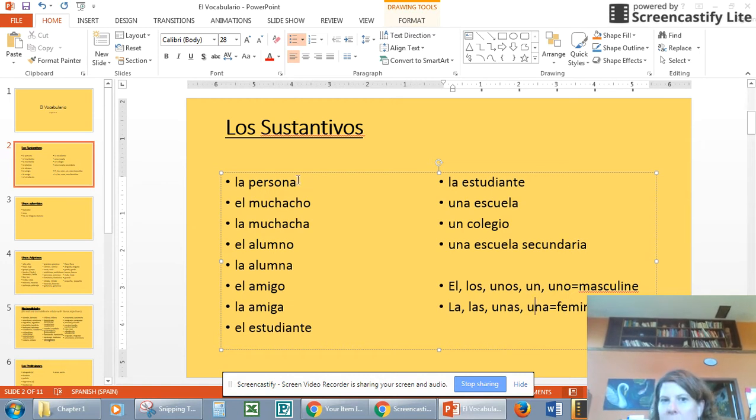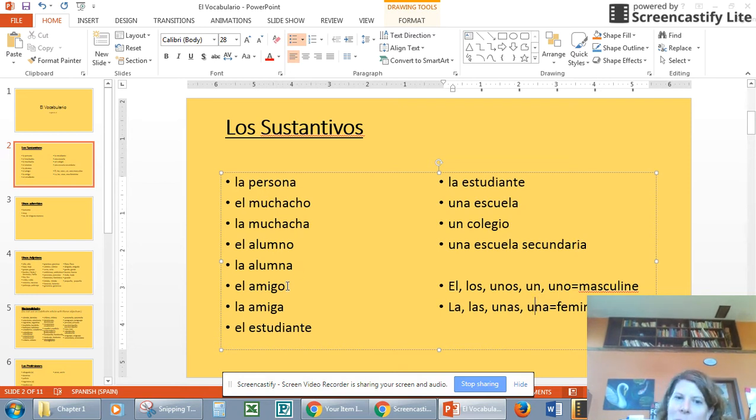La persona is the person. El muchacho is the boy. Usually an older boy. Niño is for a young boy. So this is more of a youth. La muchacha, same age, but now we're talking about female. El alumno is a student, a boy student. La alumna is a girl student.